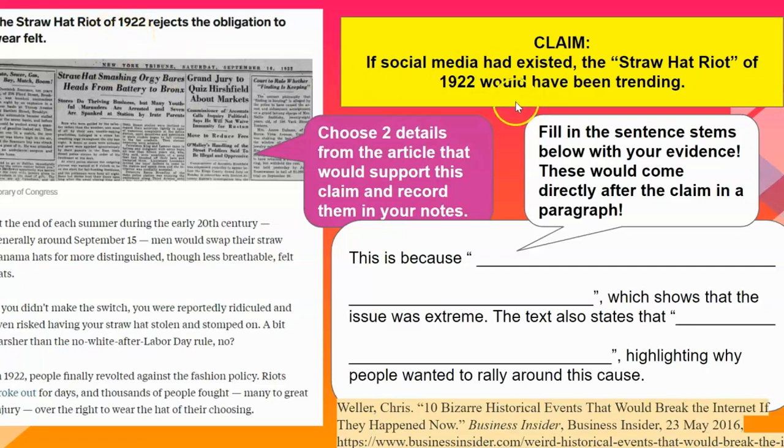The claim that I'm making, and you can add this to your notes as well, is that a claim is always something that is completely in your own words. It is a single sentence that is completely in your own words. The claim for this is, if social media had existed, the straw hat riot of 1922 would have been trending. It's a factual statement. It is a complete sentence.